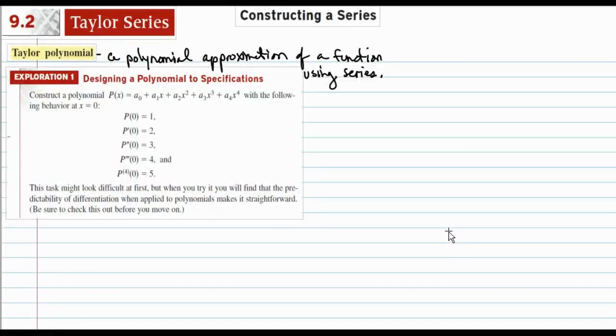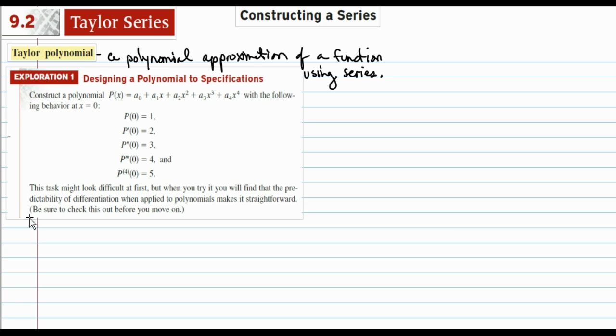This is the screencast for section 9.2, example 1. We are going to work with Taylor series and we're going to construct this series. Now, a Taylor polynomial is a polynomial that we're going to design to be an approximation of a function using a series. You have already seen this in section 9.1, but now we're going to have a different approach to creating this polynomial.